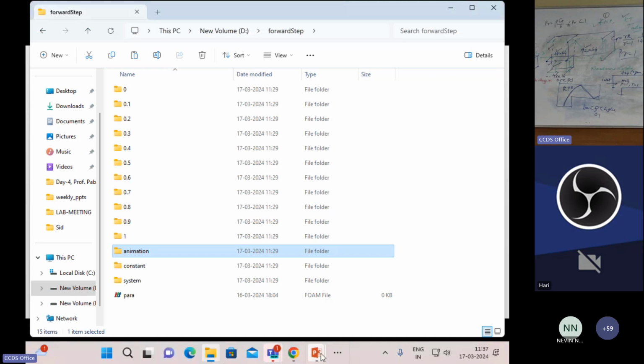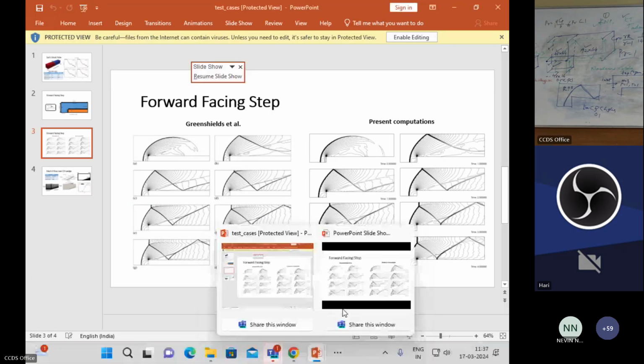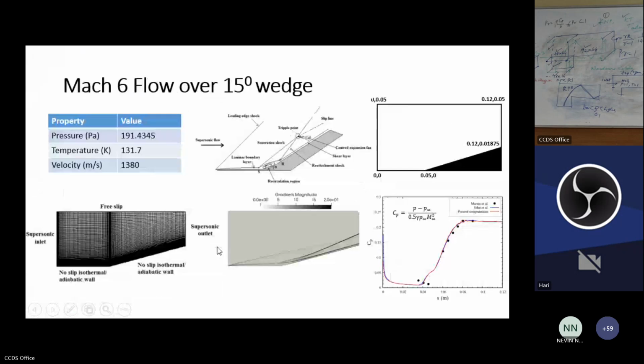The third case that we are going to look at is supersonic flow over a compression ramp.